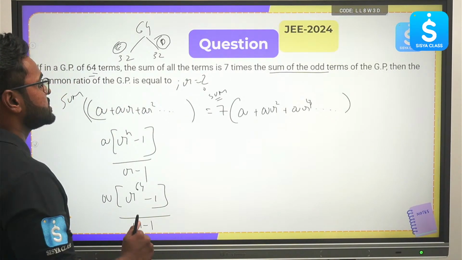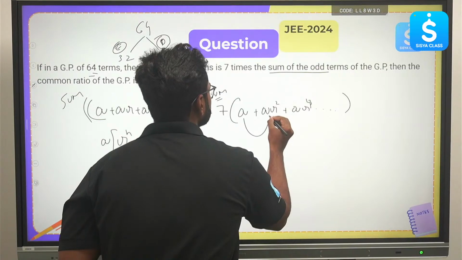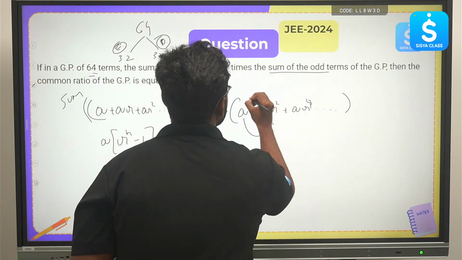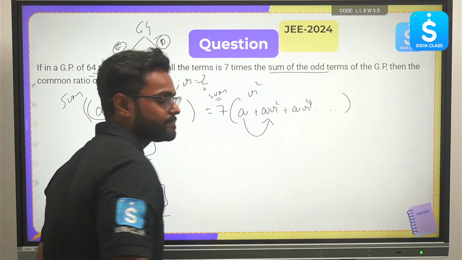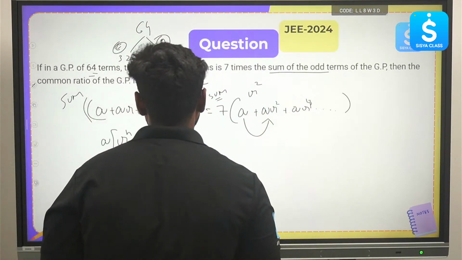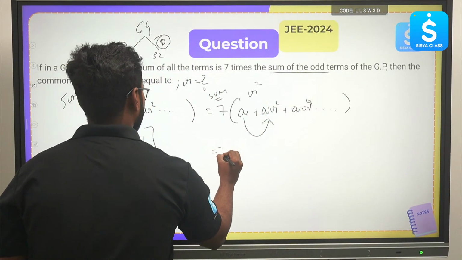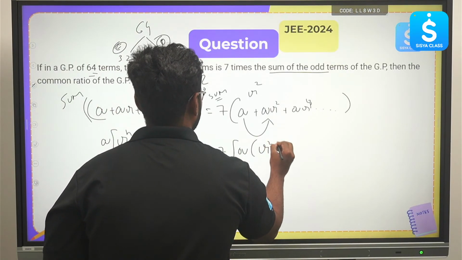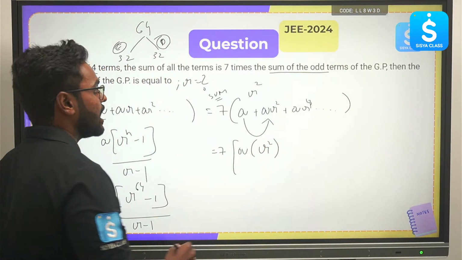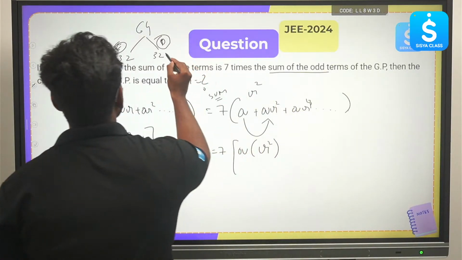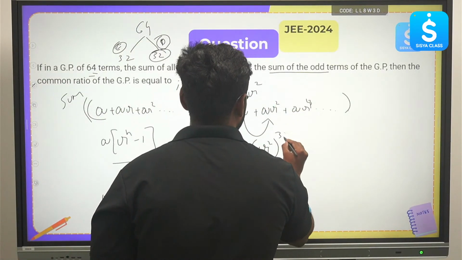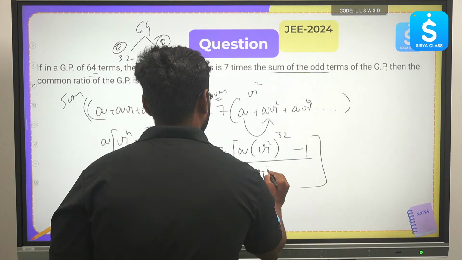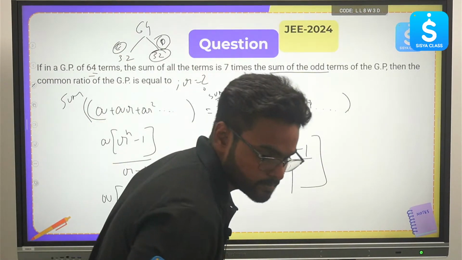Guys, it's important to see here. If you see, these are alternate terms, right? They have a difference of r square. It's an important thing to remember. So this should be 7 into a into r square power, now how many terms are here? As we said, there would be 32 terms. Minus 1 by r square minus 1.